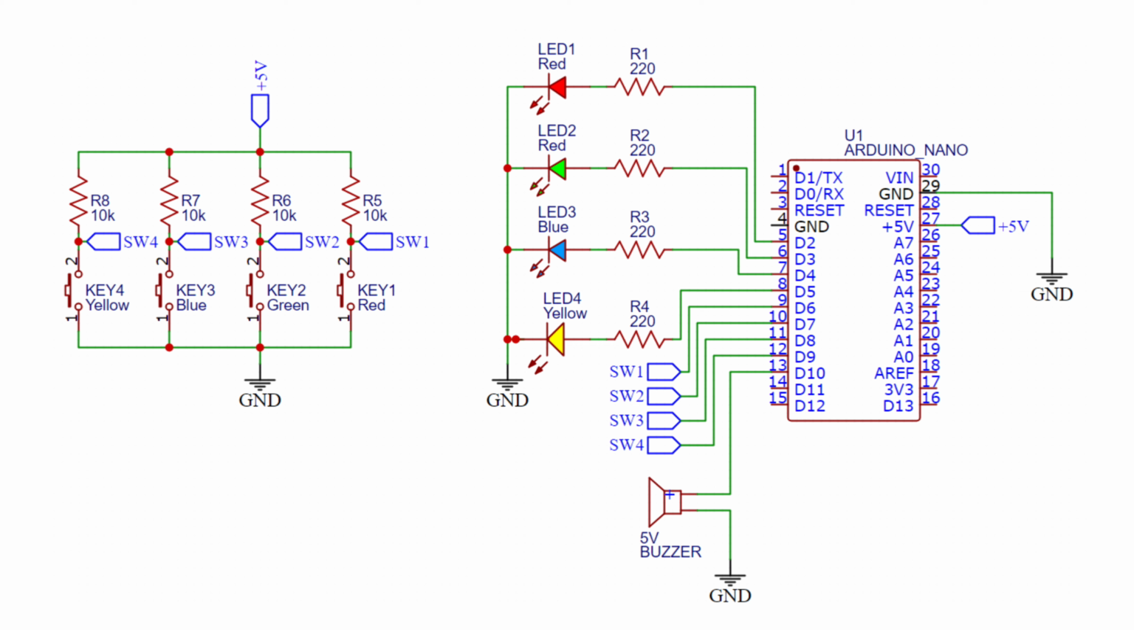The 4 push switches with 10 kilo ohm pull-up resistors are connected to digital pins D6, D7, D8 and D9 of the Arduino Nano board. The 5-volt buzzer is connected to digital pin D10 of the Arduino Nano board.